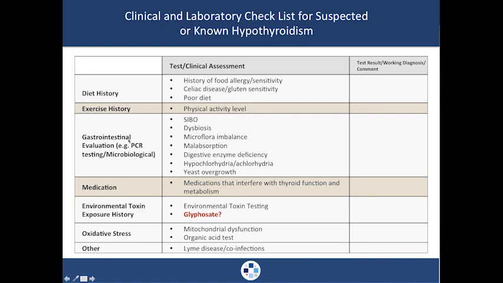Physical activity level, GI testing, I suggest using PCR testing. Check for SIBO, dysbiosis, malabsorption, digestive enzyme deficiency. All that can be checked with a lot of these newer tests out right now. They're wonderful. Medications, have your patient list the medications that they're on and go look them up and see if they interfere with thyroid function metabolism. Odds are they probably do.